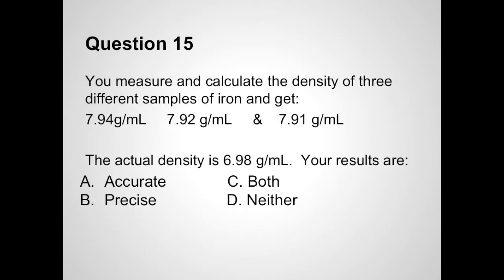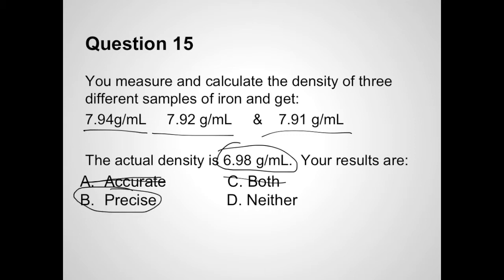All right, if you measure and calculate the density of 3 samples of iron, you calculate measures of 7.94, 7.92, 7.91, and then you're told that the actual accepted value is 6.98. How would you classify your results? Well, they're not really accurate because they're relatively far from the accepted value, so that also answers both. It's not an option. So the question is, are they precise? They are actually fairly precise.